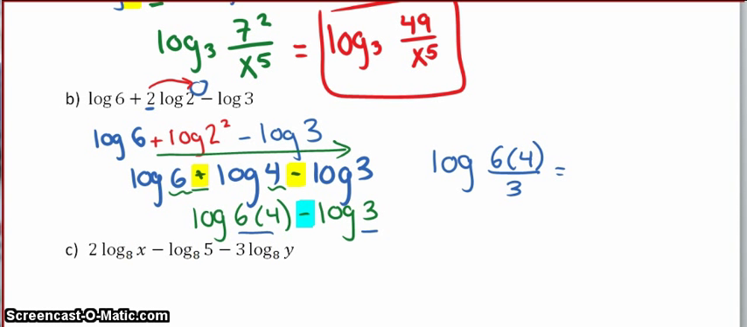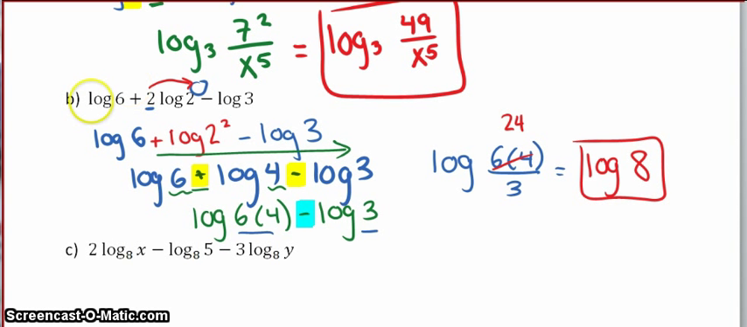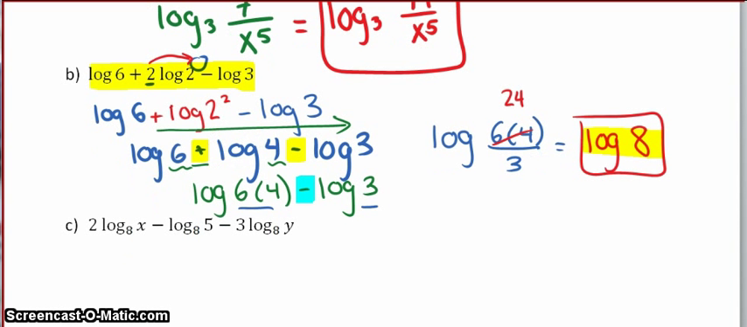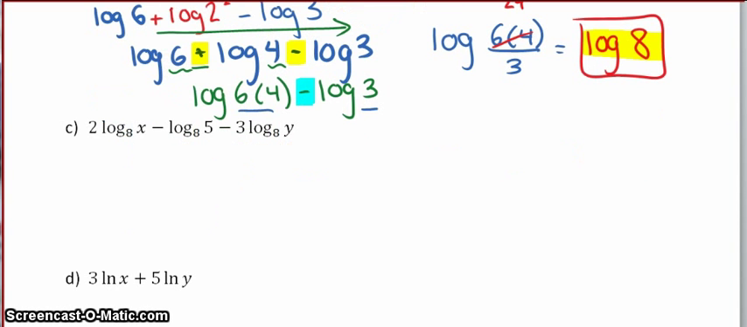So we all know that 6 times 4 gives us 24, and 24 divided by 3 will give us a grand total of log of 8. It's our final answer. Okay, so by going through this whole condensing process, we can say that this entire expression here is the same as log of 8. Kind of cool, right?